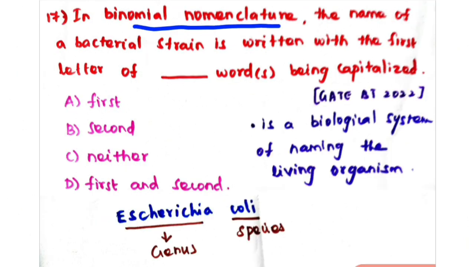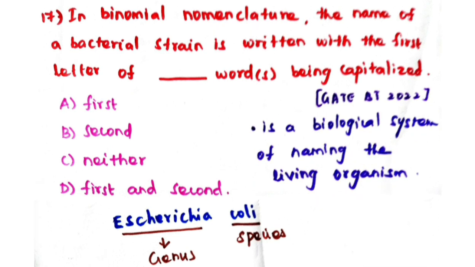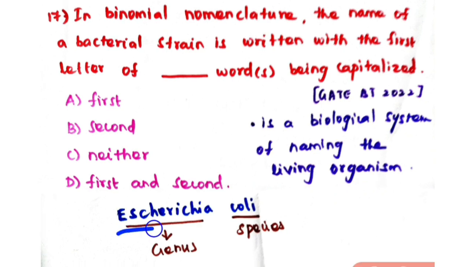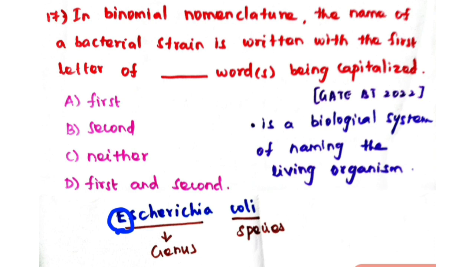Let's see what is binomial nomenclature and the rule of binomial nomenclature. Binomial nomenclature is a biological system of naming living organisms, in which the name of the organism has two parts. The first part of the name is termed the genus and the second part is termed the species. Then the rule of binomial nomenclature is that the first letter of the first word, that is the genus, is always capitalized.